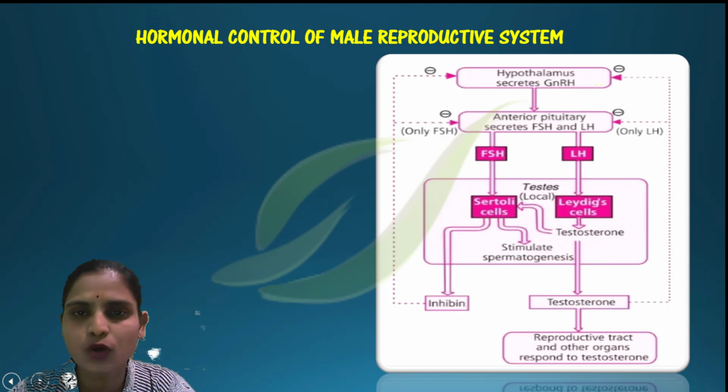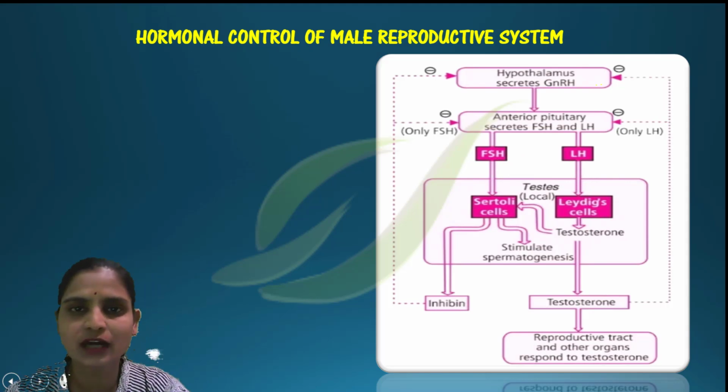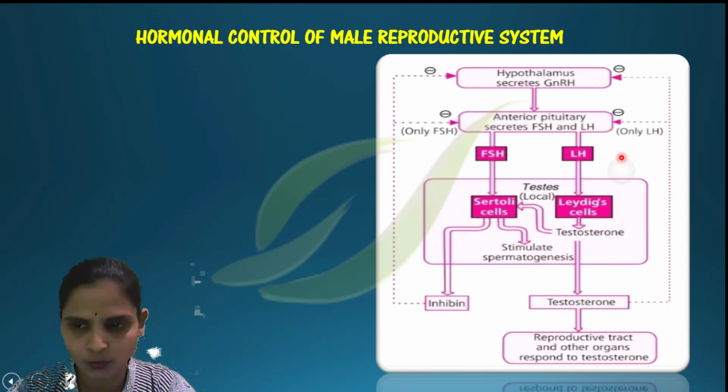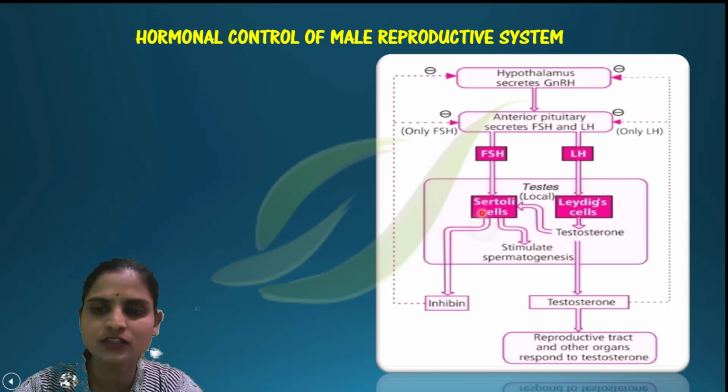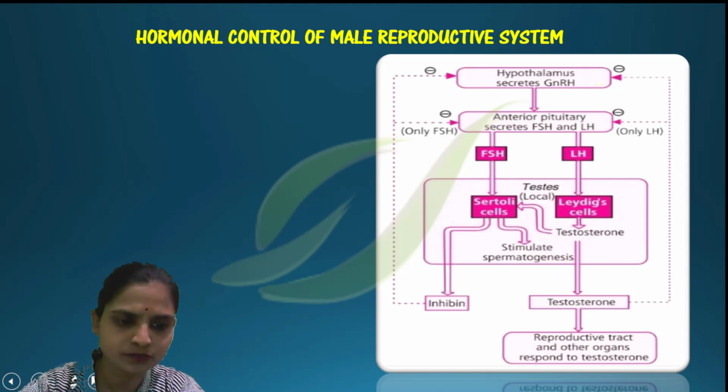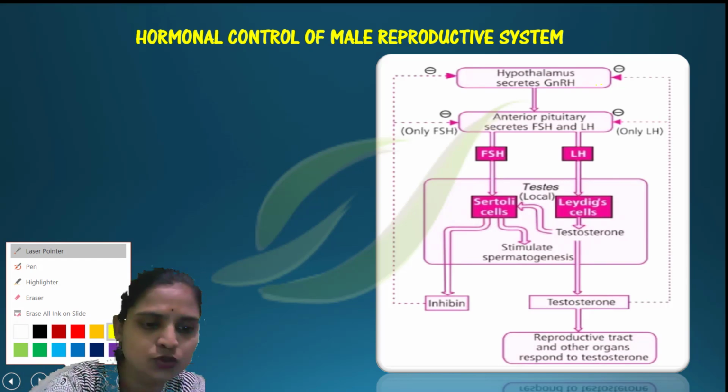This gonadotrophin hormone will act on the anterior pituitary gland. The anterior pituitary gland will secrete FSH and LH hormones. As we all know very well, FSH is follicle stimulating hormone and LH is luteinizing hormone. Now coming to the FSH, it acts on Sertoli cells. So you have to recall the TS of the seminiferous tubule.